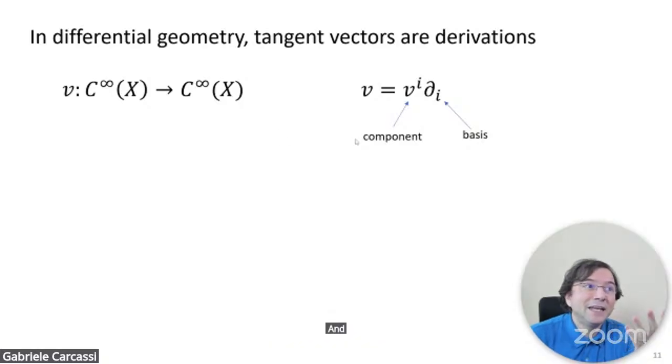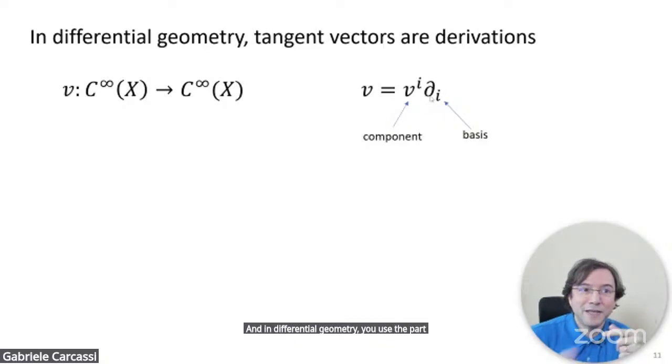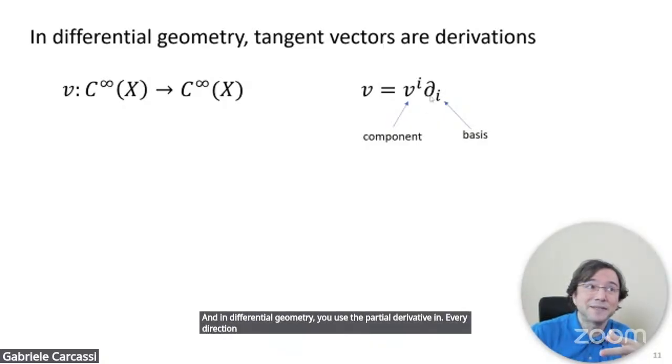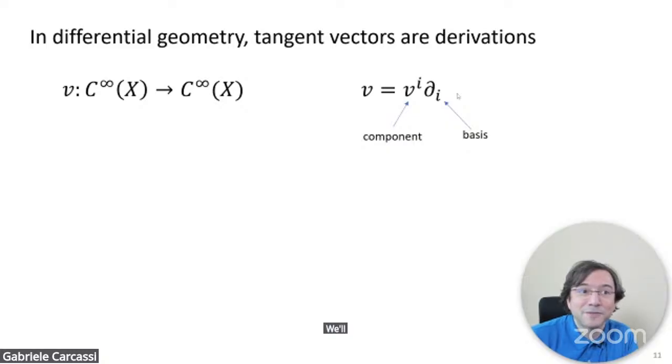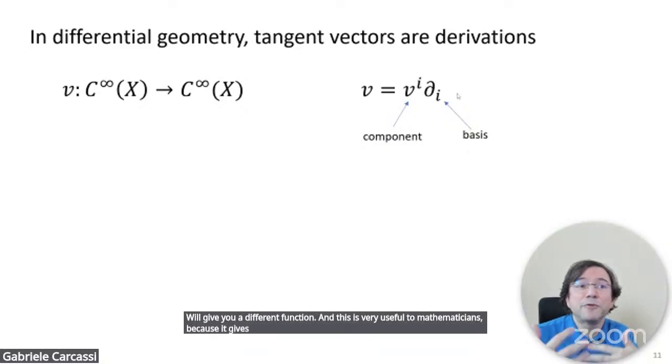And in differential geometry, you use the partial derivative in every direction as a basis, and then you have components, and you put those bases together such that you create the derivative in a particular direction. So now you can take this vector, give it a function, and of course, this vector applied to the function will give you a different function. And this is very useful to mathematicians because it gives an algebraic feel to this tangent space, and you can do some neat tricks.